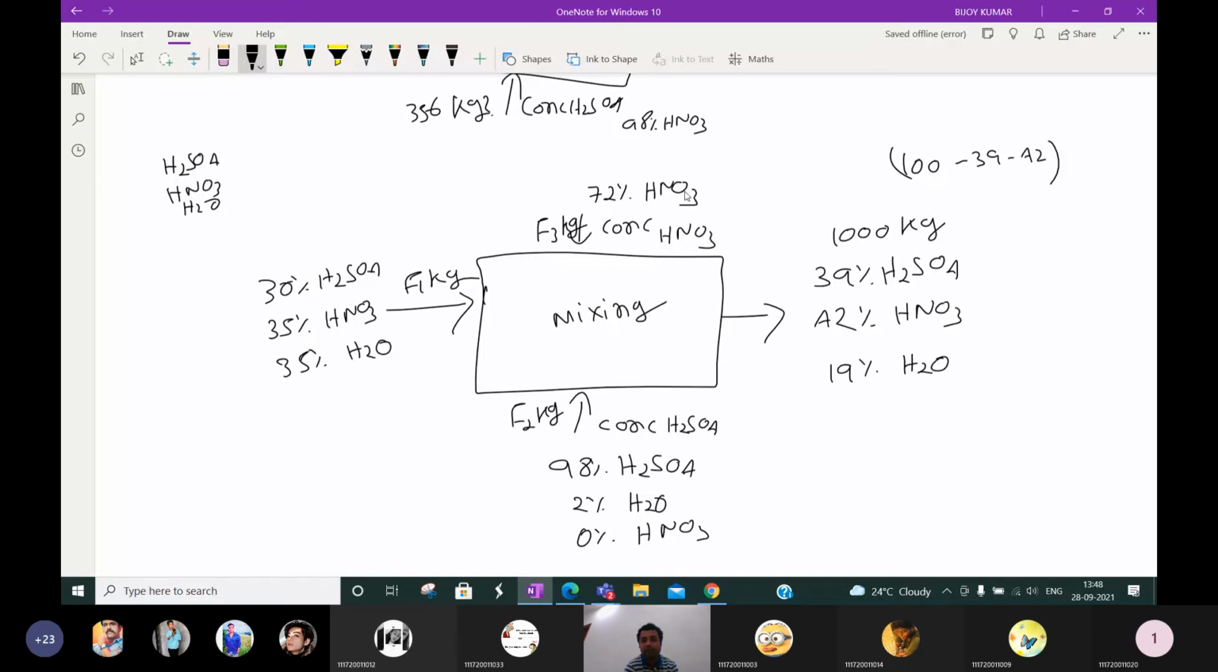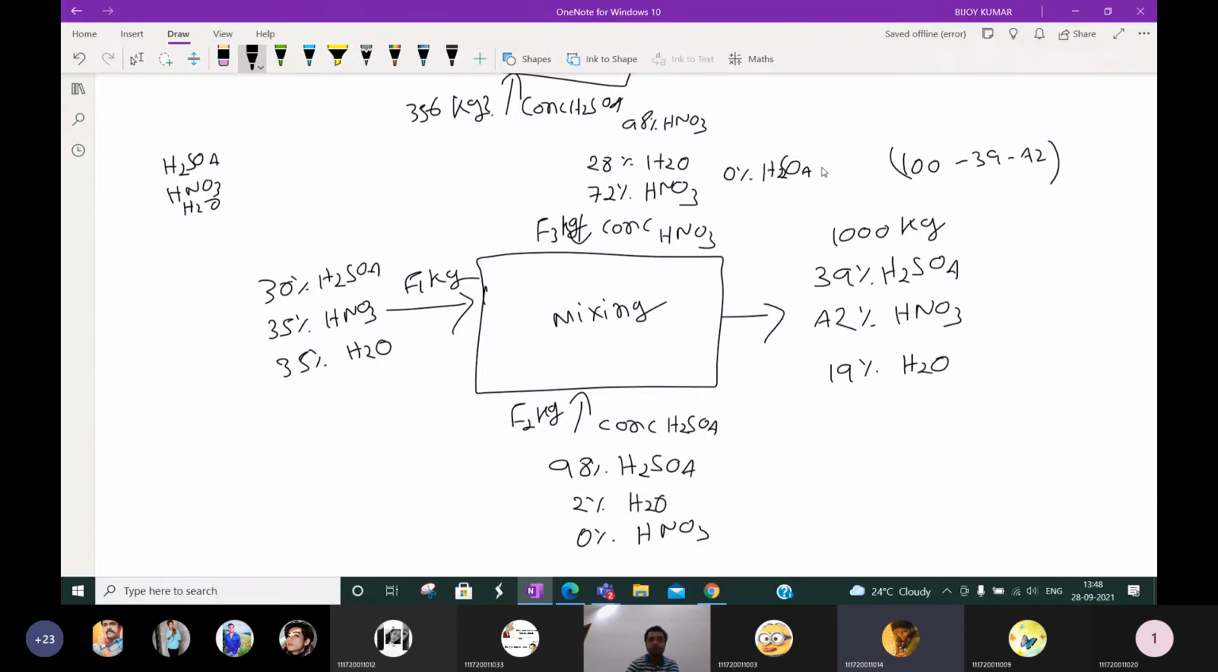Similarly, here 72% HNO3. It means the remaining is how much percent? 28% is water and 0% H2SO4, because it is concentrated HNO3, not an acid mixture. Simple, you got everything. Next, what you have to do? 0% H2SO4, sir. Because already concentrated means water only will be there.